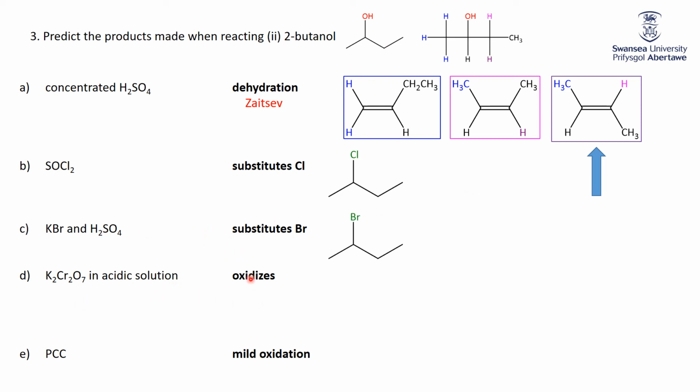Now, oxidation. What we've got here is a secondary alcohol. When you oxidize a secondary alcohol, you make a ketone. And you can use either of these oxidizing agents to make 2-butanone, but-2-one, or in the old days, we would call it ethyl methyl ketone or methyl ethyl ketone, as things would take you.